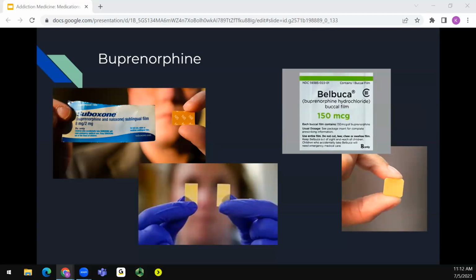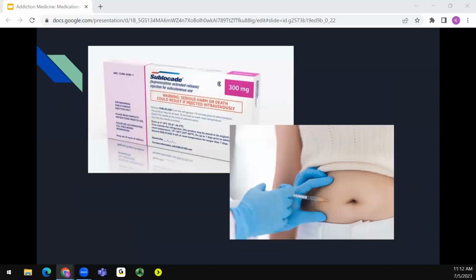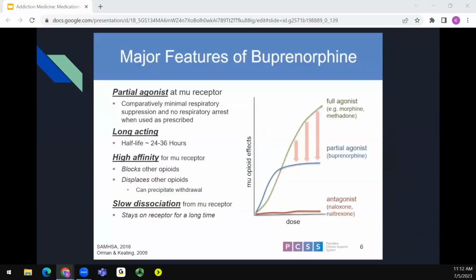So we have Suboxone on the left, which is the sublingual film, which we're familiar with, Belbuca, which are the buccal films, which we are using in our microinduction pathway and have microgram dosages as opposed to milligram. And then here we have Sublocade, which is a monthly 300 milligram subcutaneous injection that actually goes into the abdomen when it's administered. So buprenorphine is a partial agonist.